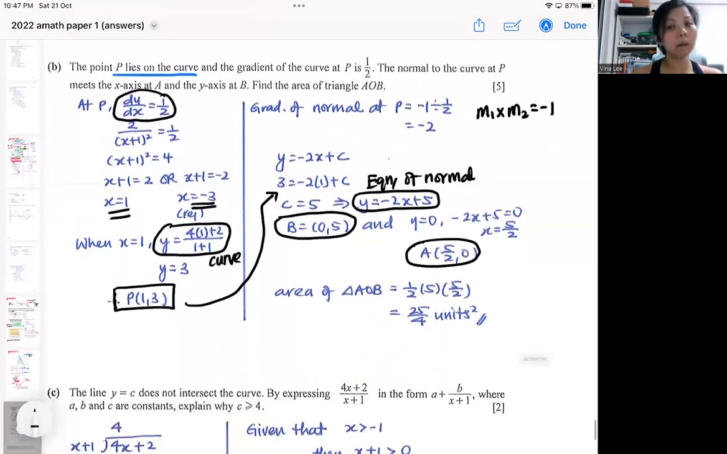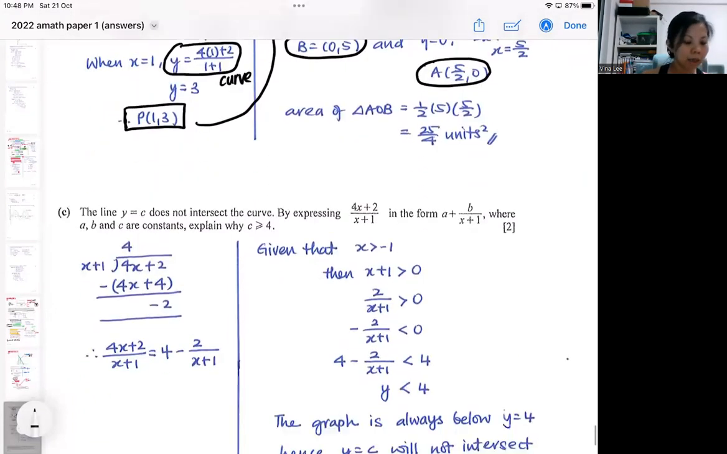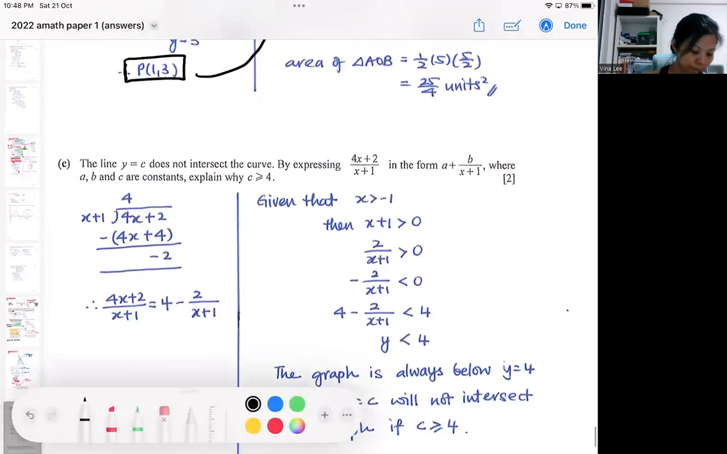And you will just be doing a half-times-base part. Okay, so I don't think this part is very difficult if you already know the steps to the equation of the normal very well. Part C can be a bit difficult, but you follow what they are telling you.